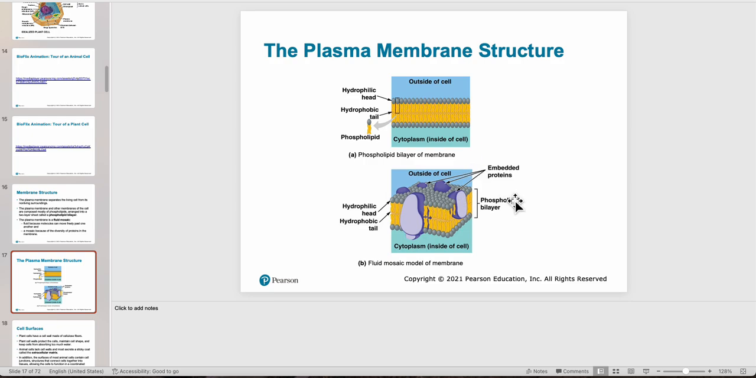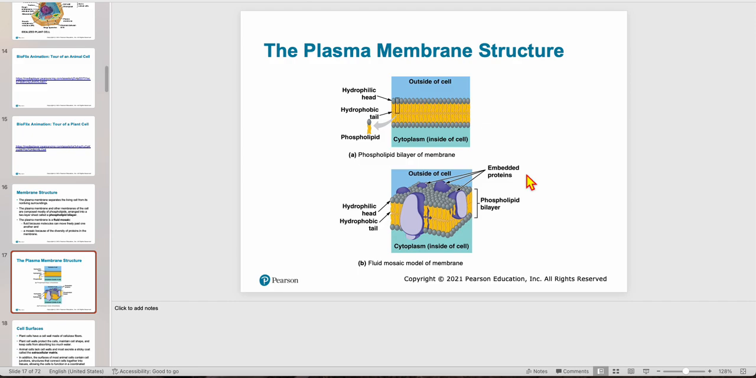Now, in order to allow certain things to go through, you have these proteins here called embedded proteins. And these embedded proteins are what allow certain things to go through. Now, these embedded proteins can act as channels. So these embedded proteins will actually open up and allow things to go through like a channel, like a tube, like the Panama Canal that allows ships to go from one side of the ocean to the other ocean. Well, the same way here, it allows things to go through the channel.